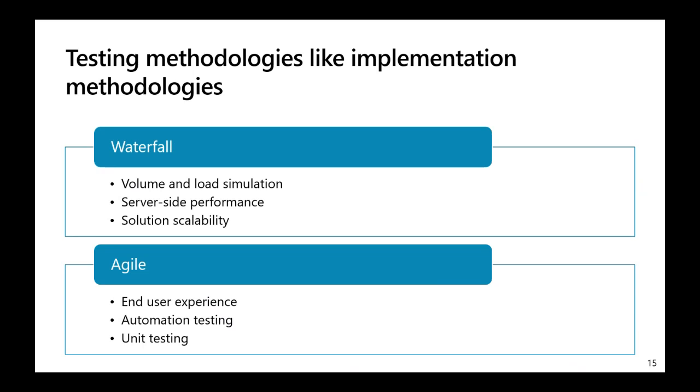Just like implementation methodologies, there are also different methodologies to performance testing, and each methodology targets a different type of testing. Some typical examples: waterfall typically starts at the end of functional development, and the goal is to ensure that the solution scales based on expected volume. This is often done by simulating user load and transaction volume for a period of time to capture response time metrics.